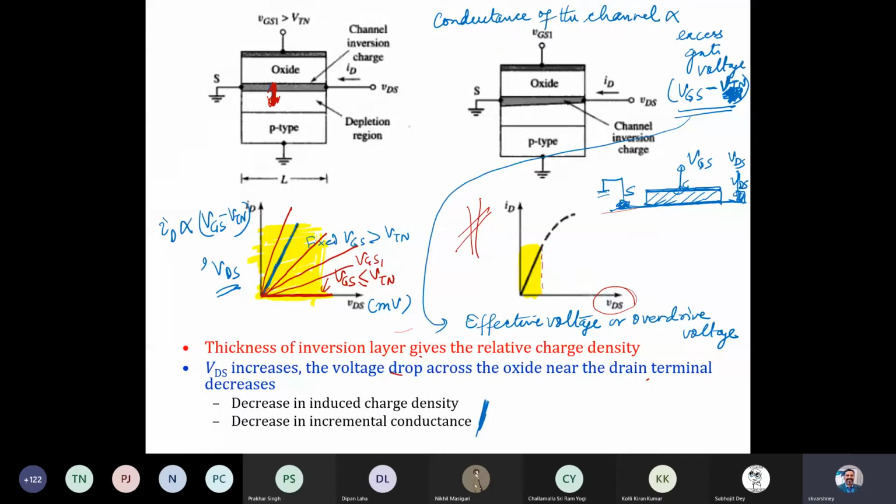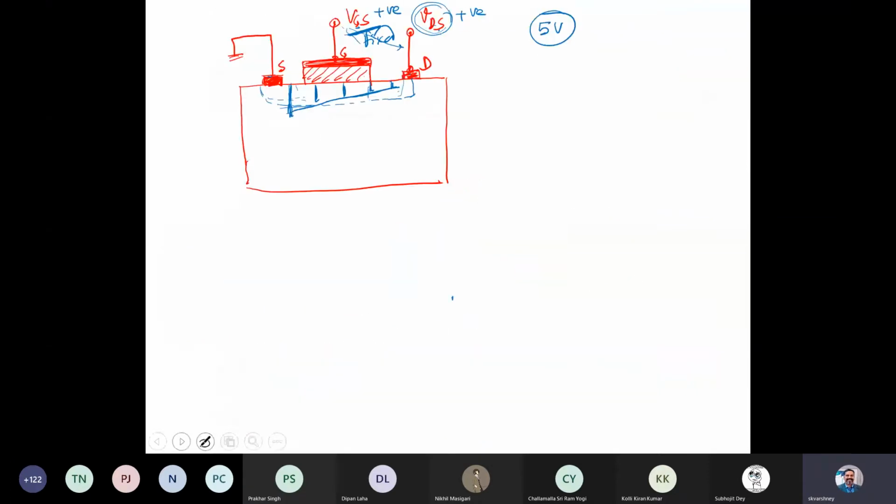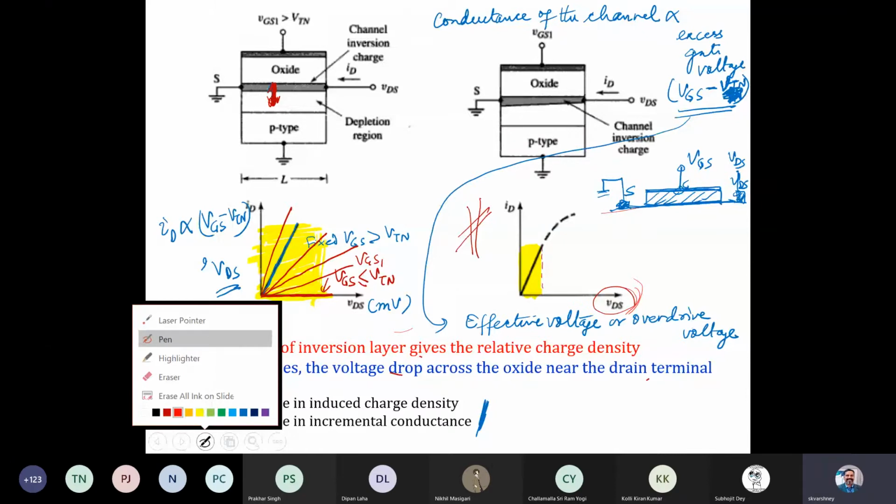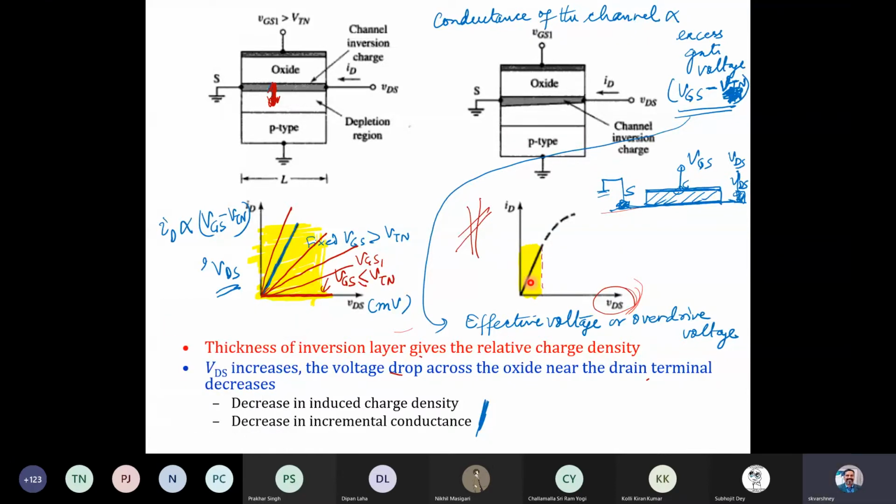Further, let's say we increase this voltage VDS, and we keep going till this point. It follows a straight line, but as we keep on increasing the voltage applied at the drain terminal, what's going to happen? Let's say the gate voltage VG is fixed, and we are changing VDS. So what's going to happen?